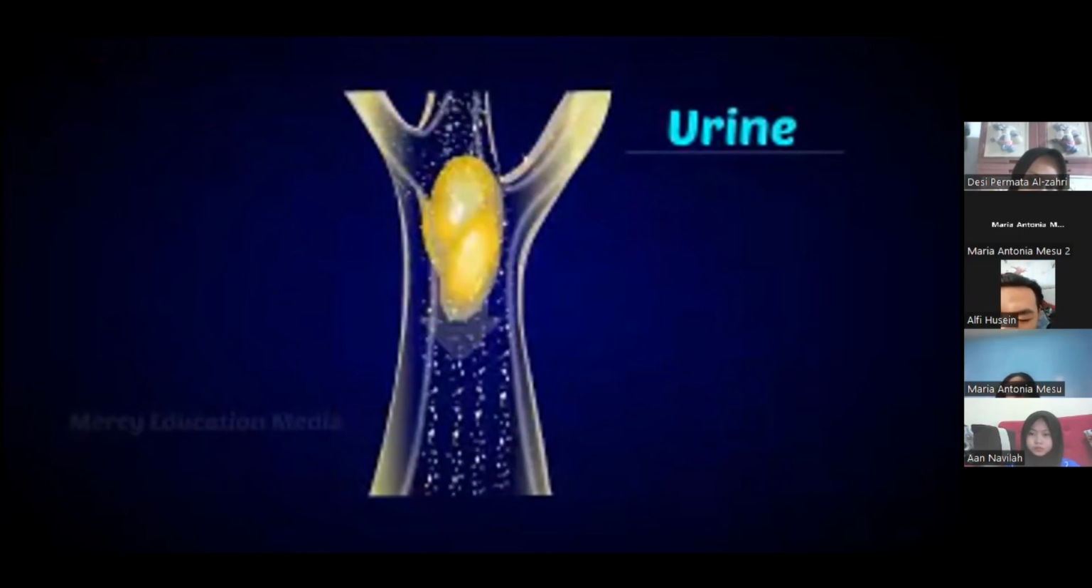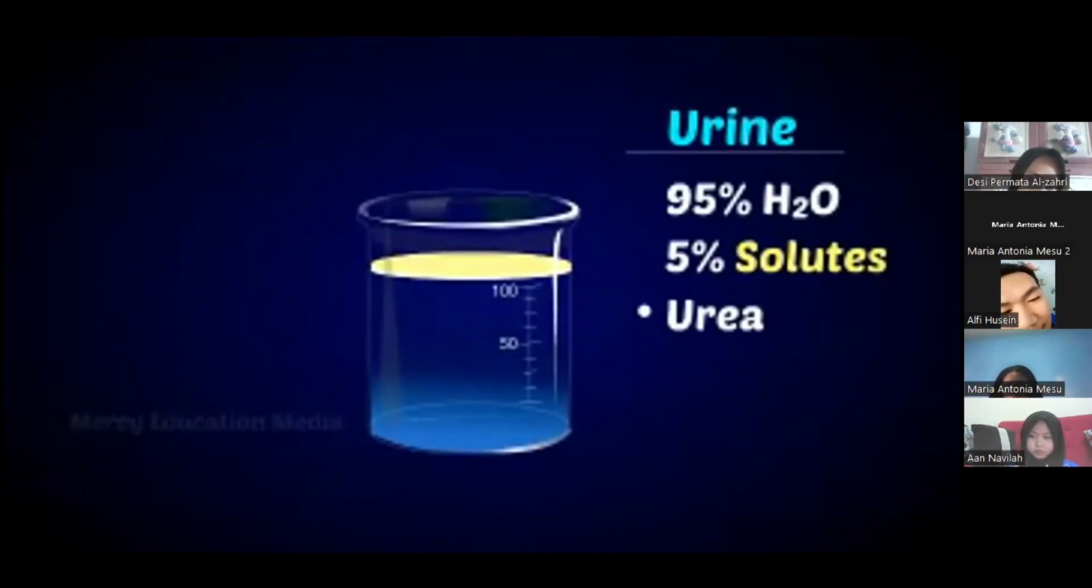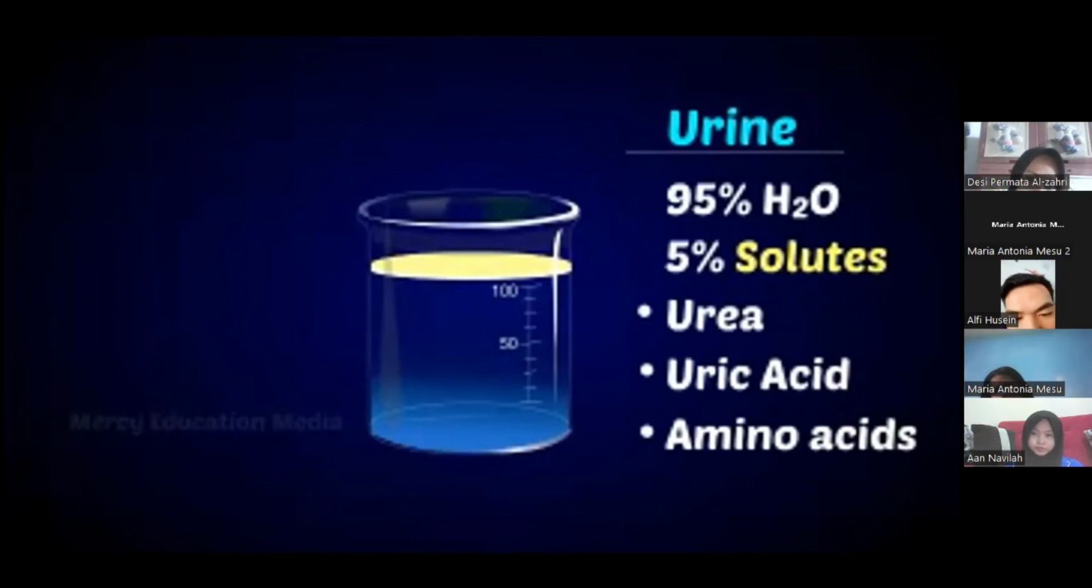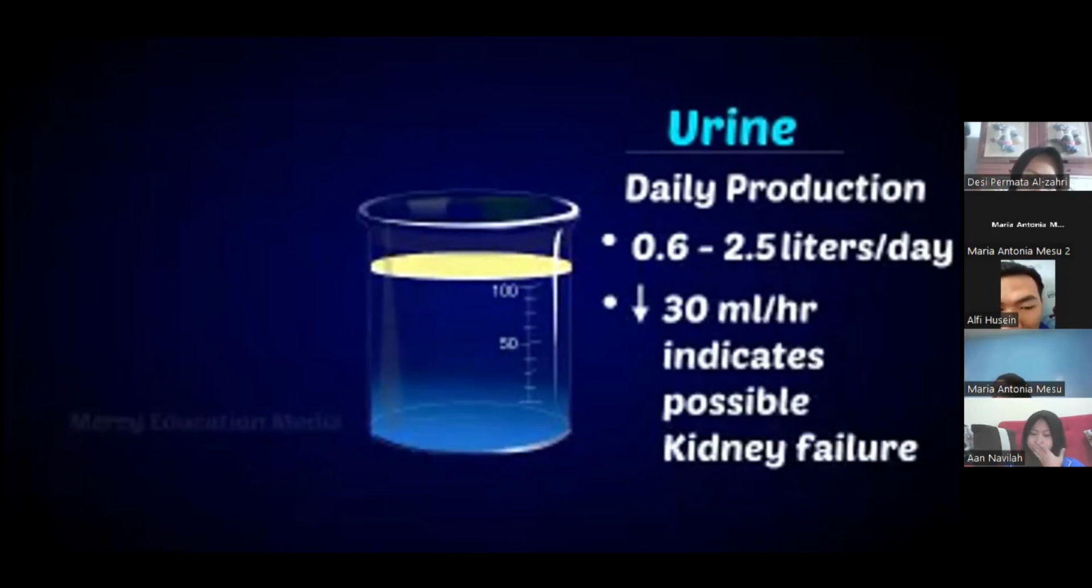Urine is about 95% water and 5% solutes, including urea, uric acid, amino acids, and electrolytes. The daily production is about 0.6 to 2.5 liters per day. Urine production below 30 ml per hour indicates the possibility of kidney failure.